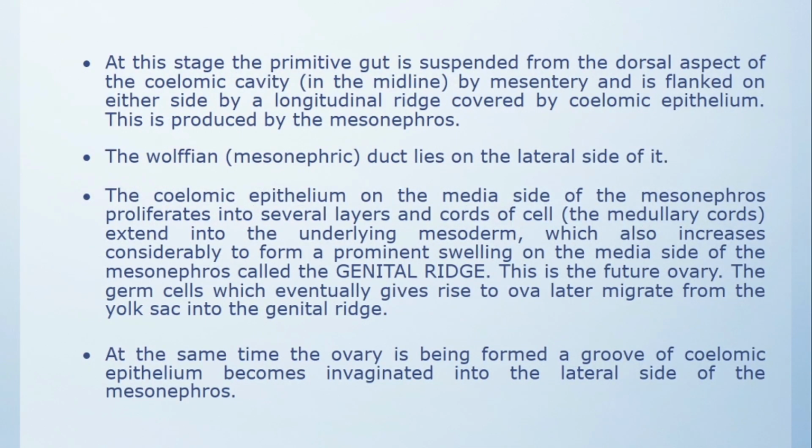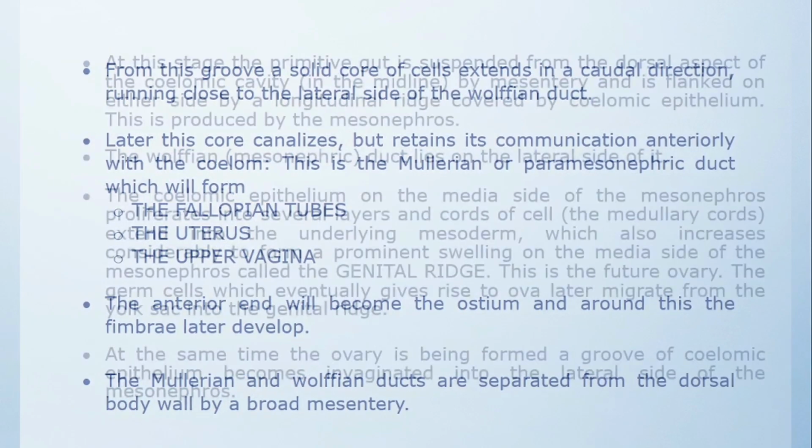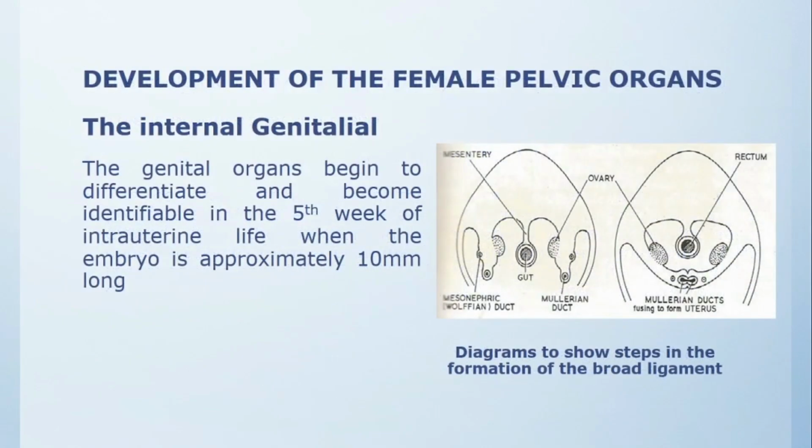At this 5th week, the primitive gut is suspended from the dorsal aspect of the coelomic cavity in the midline. Look, this is the primitive gut that is suspended in the coelomic cavity when the embryo is about 10 millimeters long.